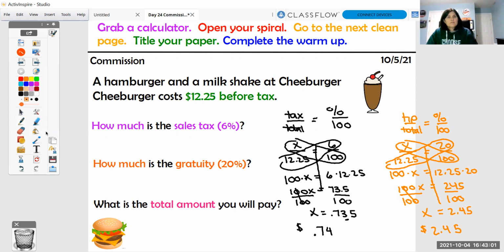$2.45. So to figure out the total bill, how much we're going to pay all together, we need to add these amounts. So I have $12.25, which is the total for the milkshake and the cheeseburger, plus my tax was 74 cents, plus my tip is $2.45. If you're doing this without a calculator, you need to line up your decimals, but we're going to use a calculator for our calculations today. And we end up with $15.44 for our total.